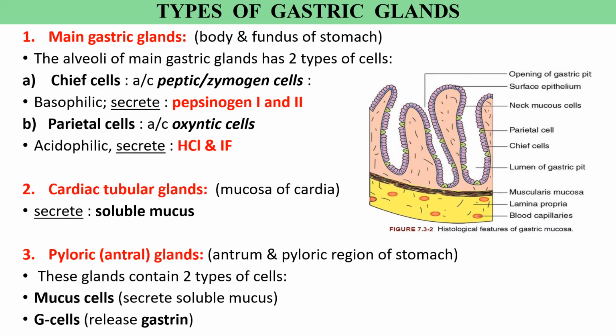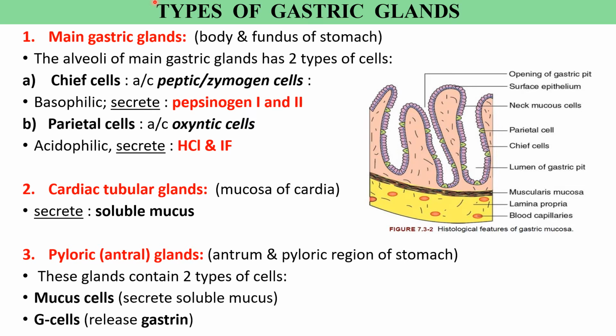The glandular cells form the gastric glands, and there are 3 types of gastric glands. So first one is main gastric gland, second is cardiac tubular glands, and third is pyloric or the antral glands. Now let us see what is main gastric gland. The main gastric glands are basically present on the body and the fundus part of the stomach.